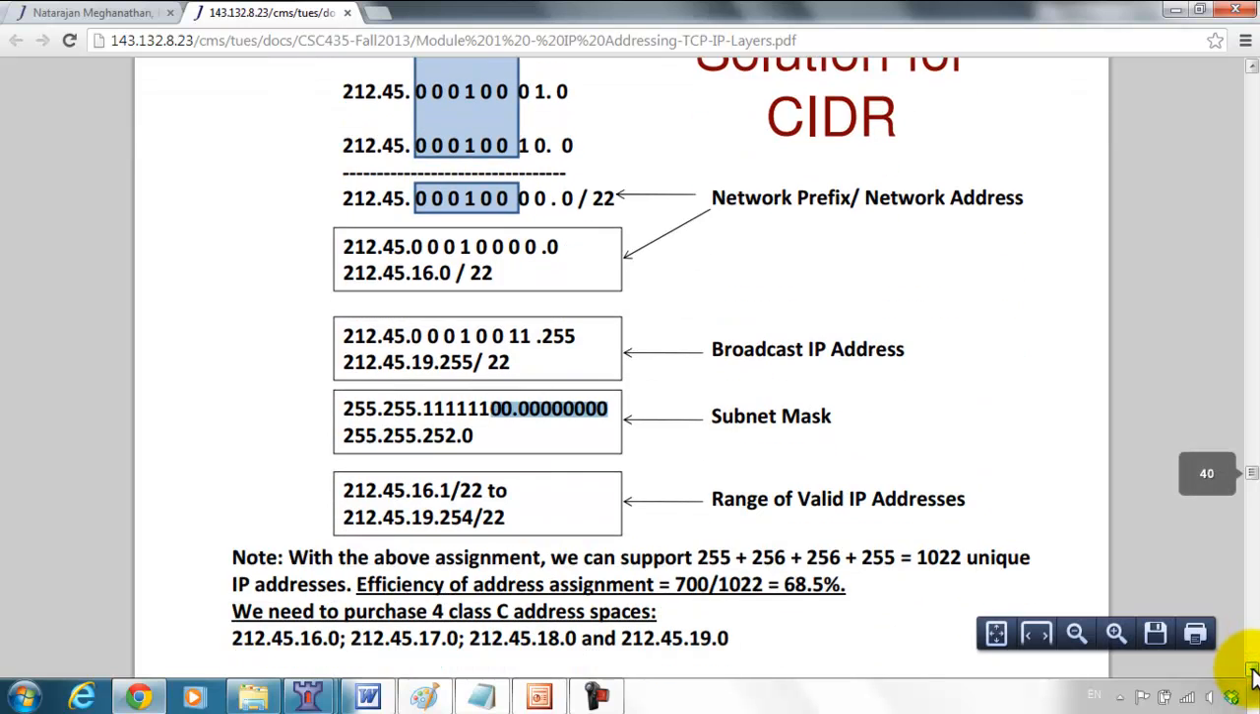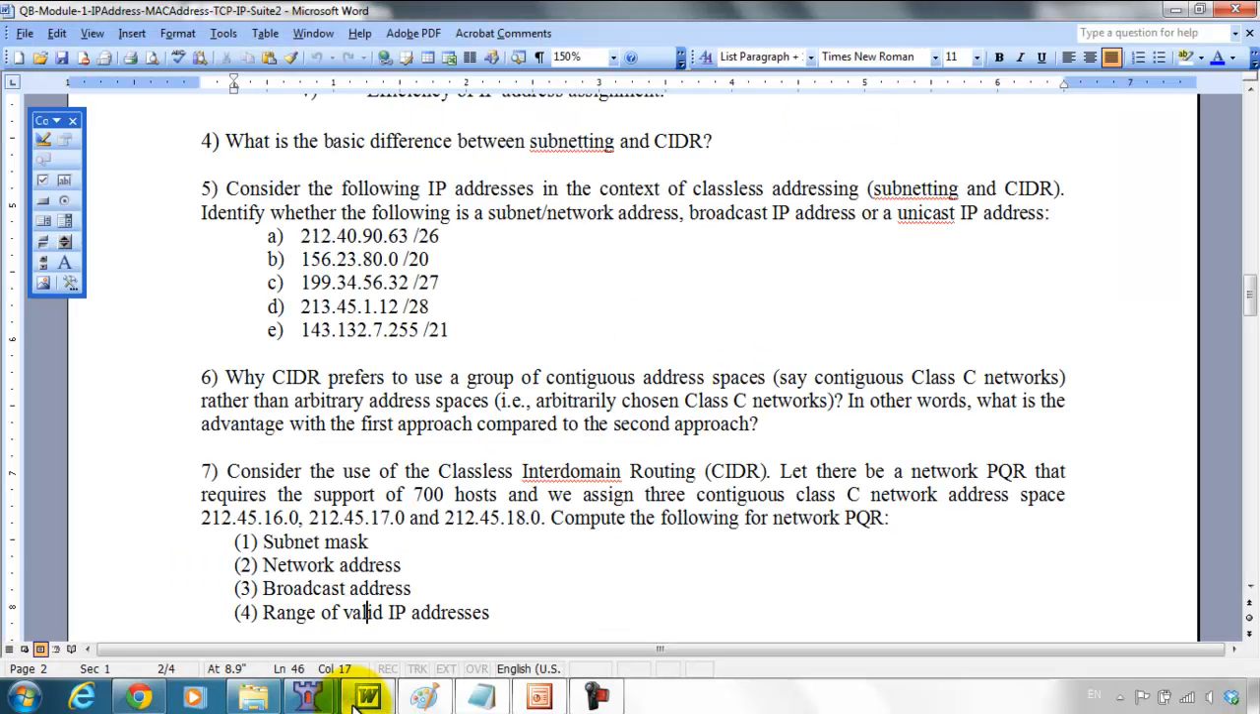So now the valid range of IP addresses starts from here, 16.1 to 19.254. So the number of such IP addresses is 255 in the 16.0 space, and then 256 in 17.0 to 17.255, and then 18.0 to 18.255, and then 19.0 to 19.254, that is 255 addresses. So put together it is 1022. We want to support 700 unique IP addresses. So the efficiency of assignment is 700 over 1022, which is 68.5%. Okay. So that is with CIDR.